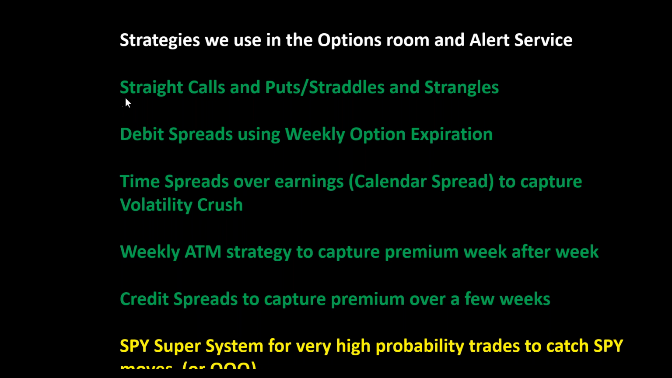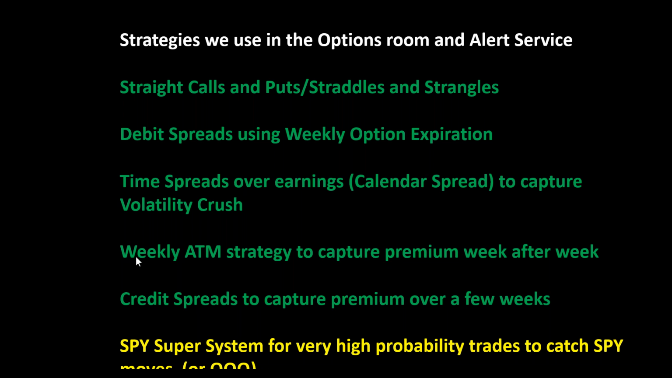So these are the strategies that we use, fairly straightforward. Calls and puts, straddles and strangles, debit spreads using weekly option expirations. I have videos on all of these strategies. Time spreads over earnings: this is a non-directional trade to collect volatility crush, which we did this week. And I have another strategy. We only use this weekly ATM strategy to sell puts week after week against a neutral or bullish stock.